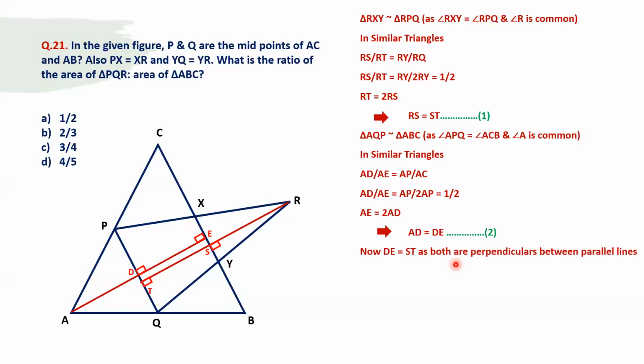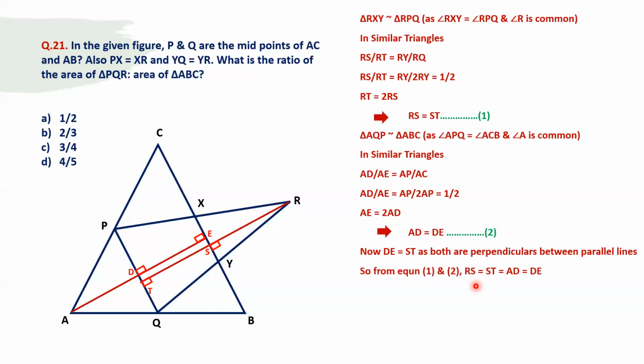Now DE and ST are also equal, right? So this DE and ST, they are also equal to each other. Why? Because these are lying between two parallel lines, and these are perpendicular to both the parallel lines. So this DE is also perpendicular to both the parallel lines. ST is also perpendicular to both the parallel lines. So both these lines are the distance between two parallel lines, and the distance between two parallel lines is always equal. You measure at any point, right? So DE is equal to ST.